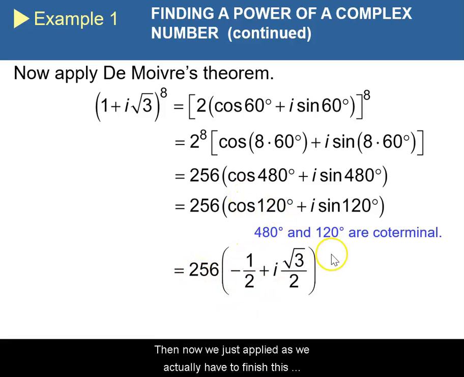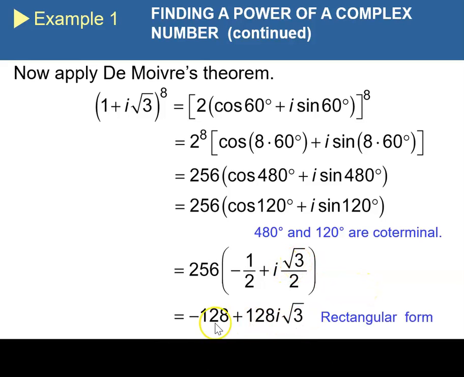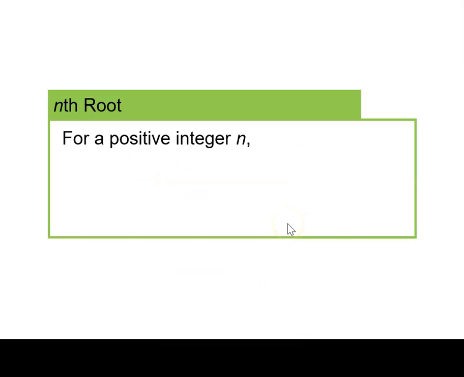Then we apply this and finish it out. We divide 256 in half, divide it in half again, and write it times root 3 because we need exact values. So we get negative 128 plus 128i root 3. That's how we find powers of a complex number.